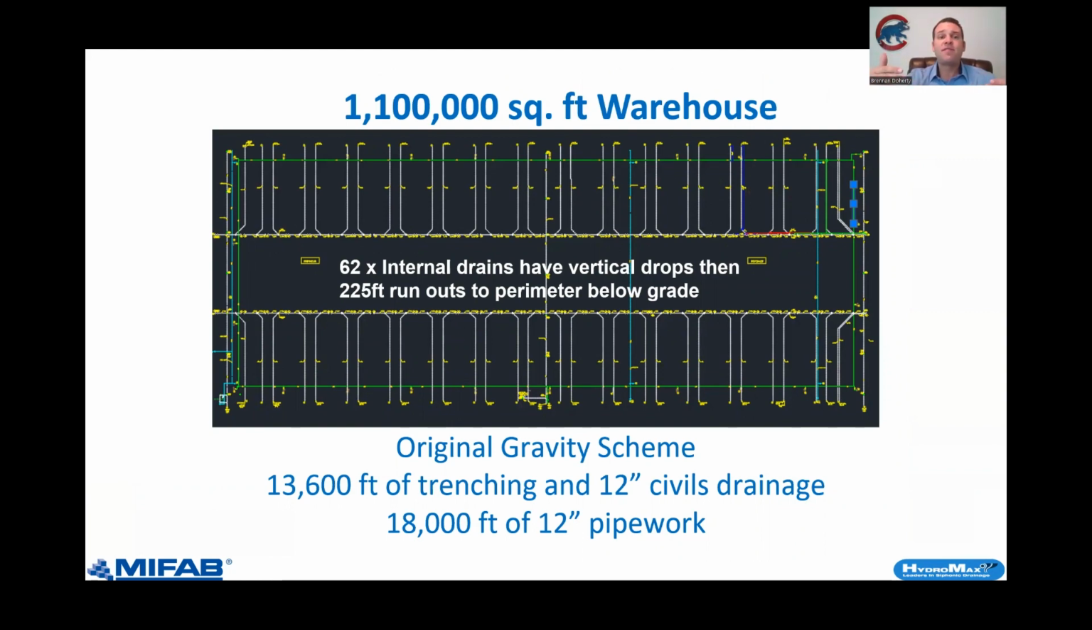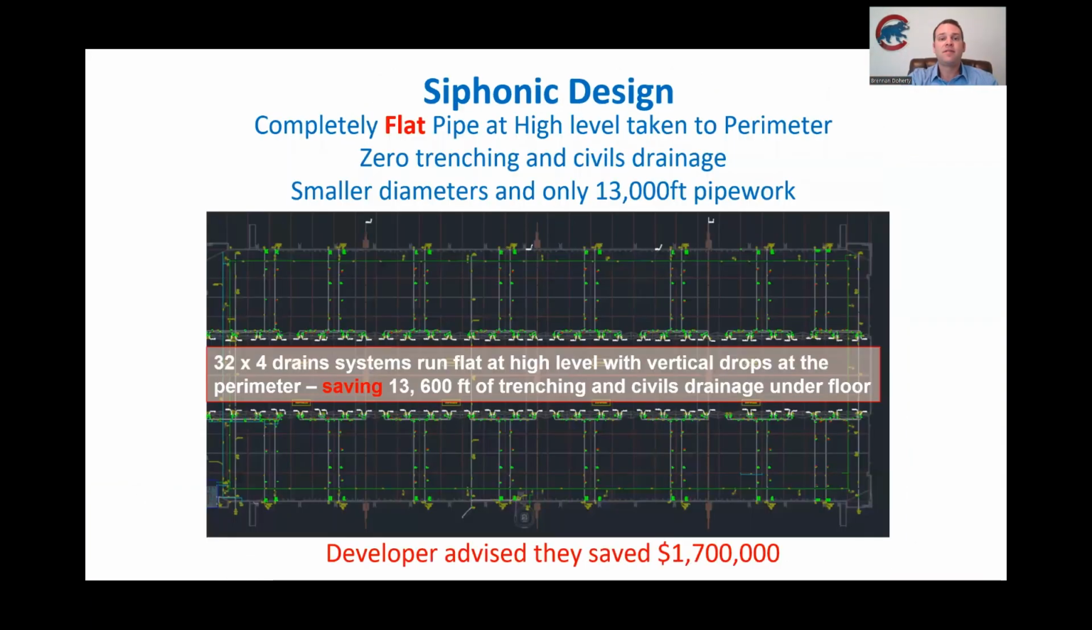But the original gravity scheme for this one is what we see on majority of our designs, right? It goes to a gravity drain where it's then gonna hug a column, go all the way down to the ground. In the ground level, everything is trenched out till it gets to the outside of the building. We get to the outside, the civil connection is made, and then everything collects on the outside.